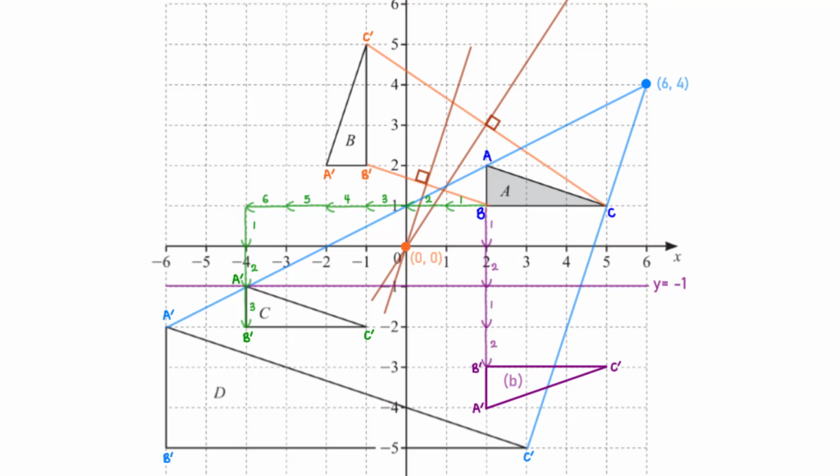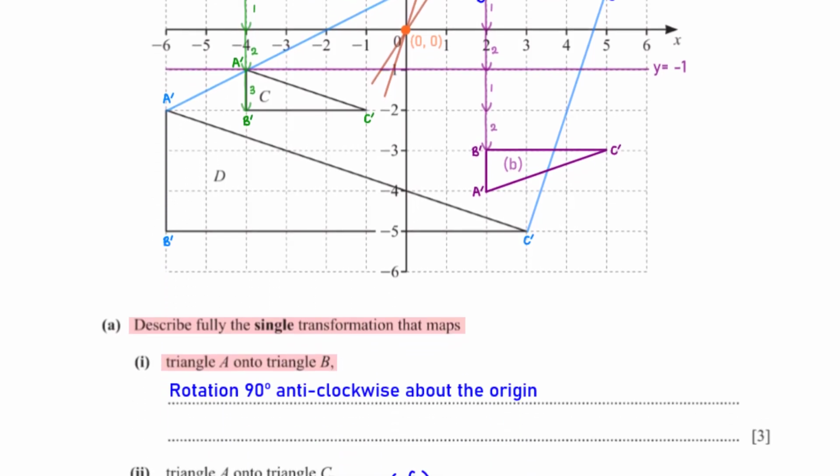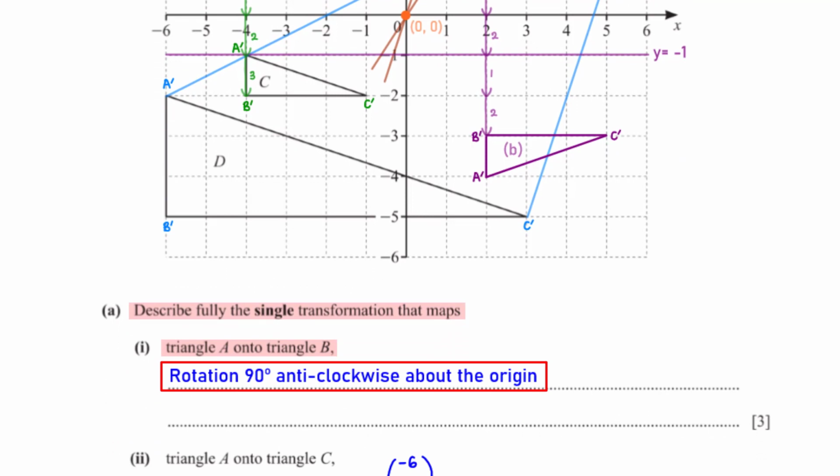For a 90-degree rotation, the way to determine the center of rotation is this. We draw a line to connect at least two corresponding points on both triangles A and B. Then we need to draw the perpendicular bisectors of these lines. The intersection point of the bisectors is the center of rotation. In this case, the point is the origin. And so the full description for the transformation is rotation 90 degrees anti-clockwise about the origin.